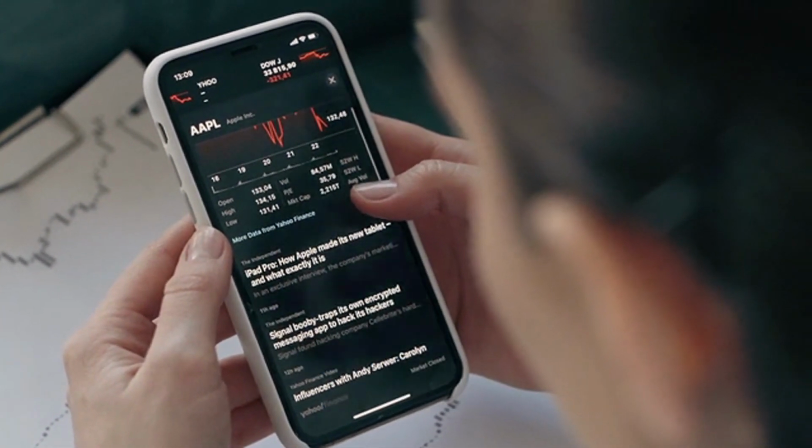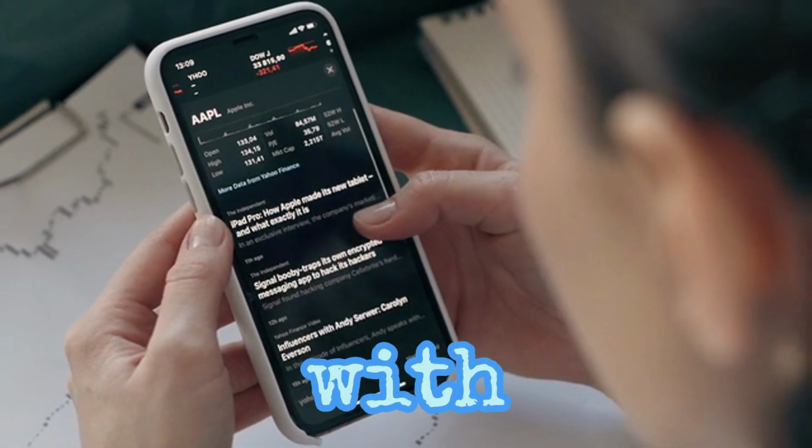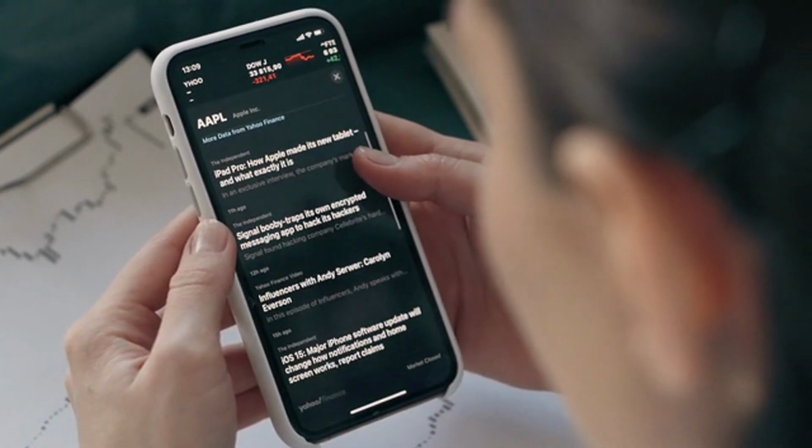Now, you are a notch higher with Forex trading terms.